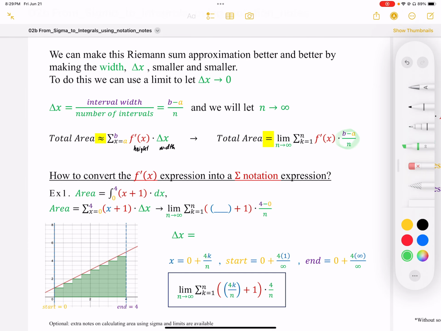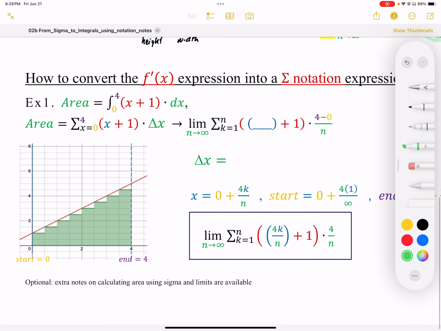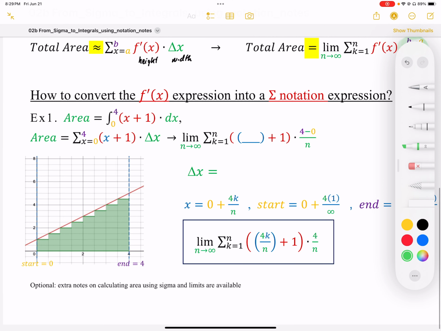So to be able to actually get an expression that we can use, we need to convert the f prime into a sigma notation expression. So how do we do this? So let's take a look at the simplest expression here. This is a simple linear expression, x plus 1. So we have a linear function with slope 1, a y-intercept of 1, and we're going to multiply that by dx to get each area, and we're going to integrate that.